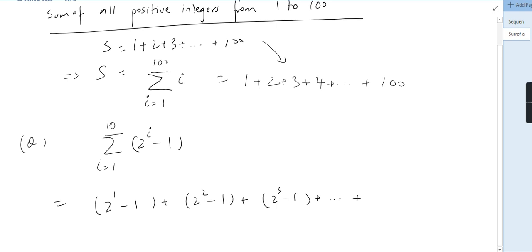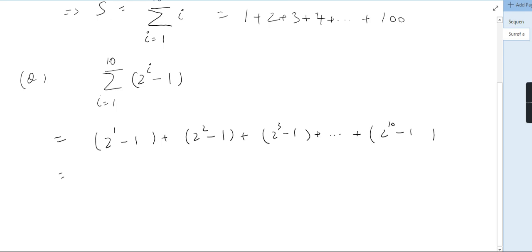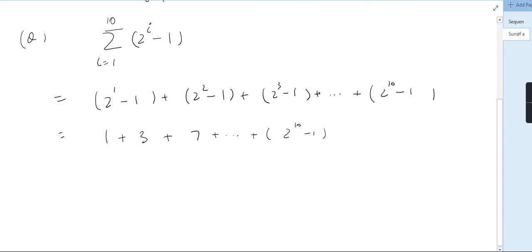This goes on, so we have 2 to the power 10 minus 1, and this is 1, 2 squared is 4, minus 1 is 3, 2 cubed is 8, minus 1 is 7, and then this goes on to 2 to the power 10 minus 1, which is some number I'm not calculating as of now. So yeah, this is a smart way to show this.